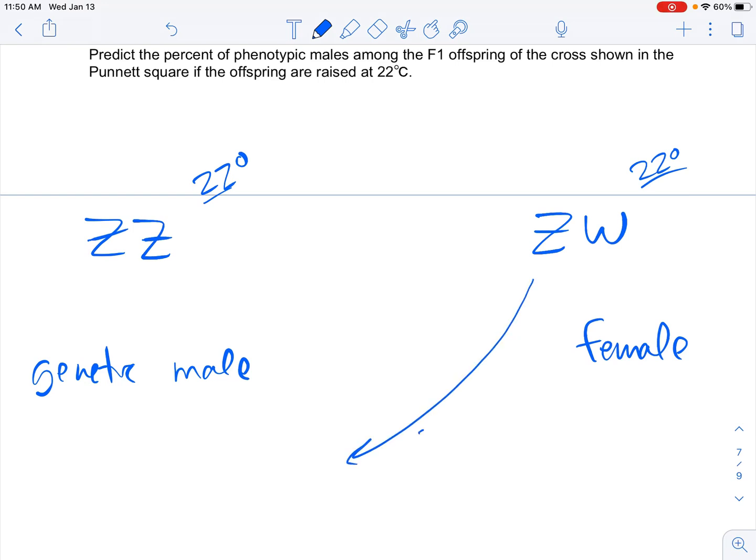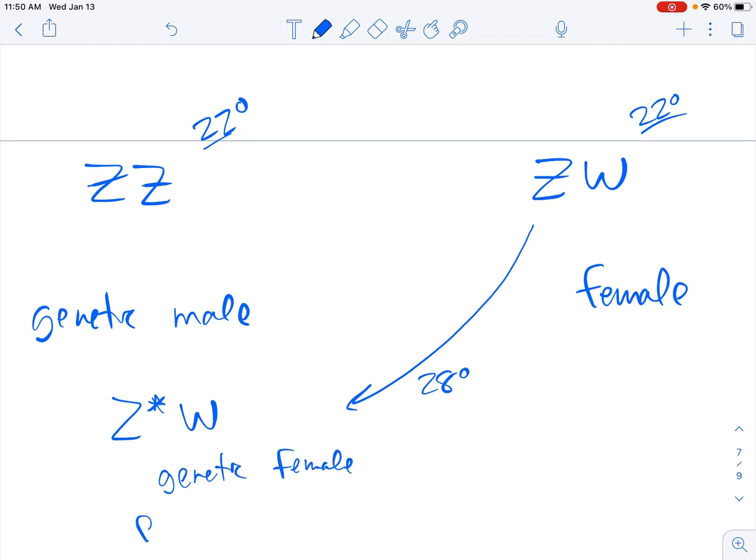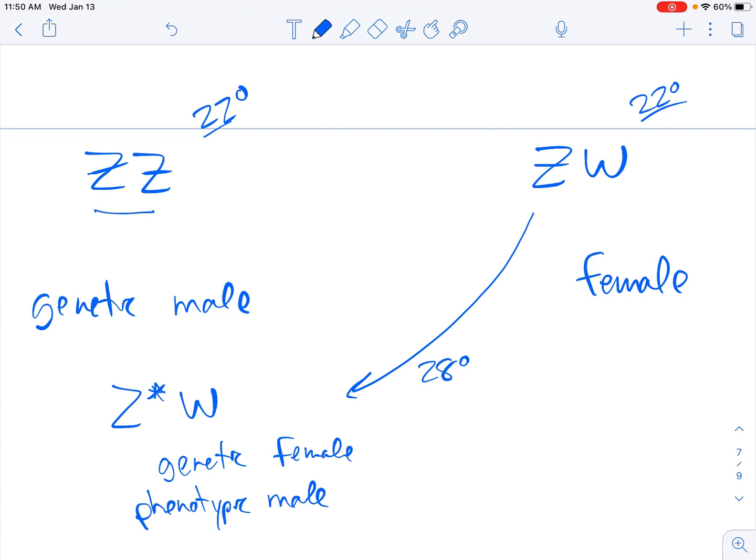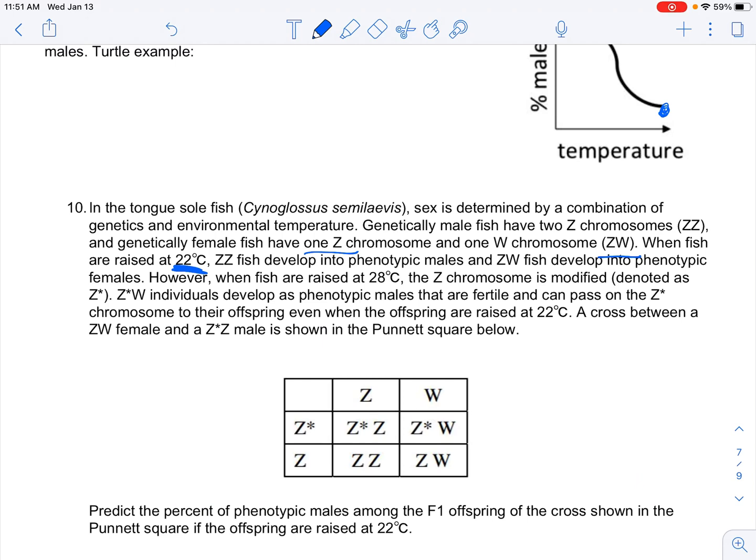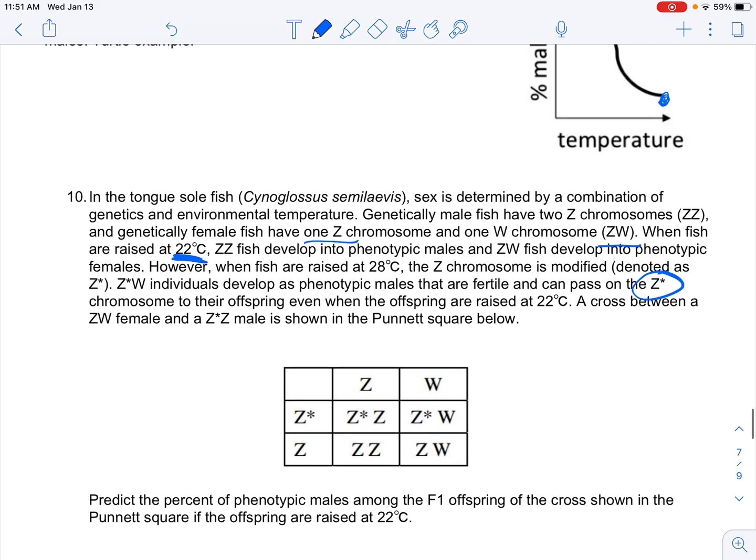So at 28 degrees, we get this happening. And they're also males, but they're genetic female, but they are phenotypic males. Okay, so that's a genetic male, that's a genetic female. A genetic female can develop into a phenotypic male. This chromosome gets modified. And they could pass on the Z asterisk chromosome to their offspring even when the offspring are raised at a different temperature. So that modified chromosome can be passed on to offspring.